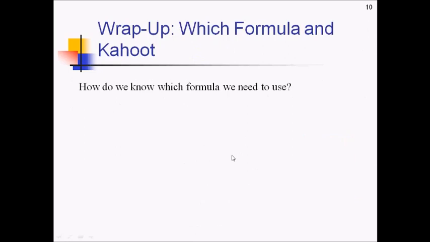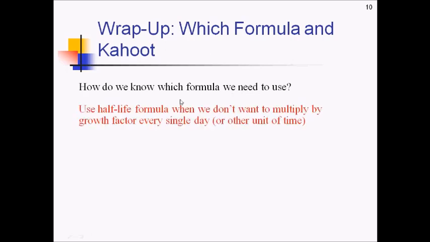So we've got two different types of formulas, AB to the t and AB to the t over k. The big question is, how do we know which formula we need to use? Take a sec to think about this, and we'll put our heads together. So the real tip-off here is you need to use the half-life formula if you don't want to multiply by your growth factor every single time. If you need to wait a certain amount of time before multiplying by b, you use the half-life formula, t over k.